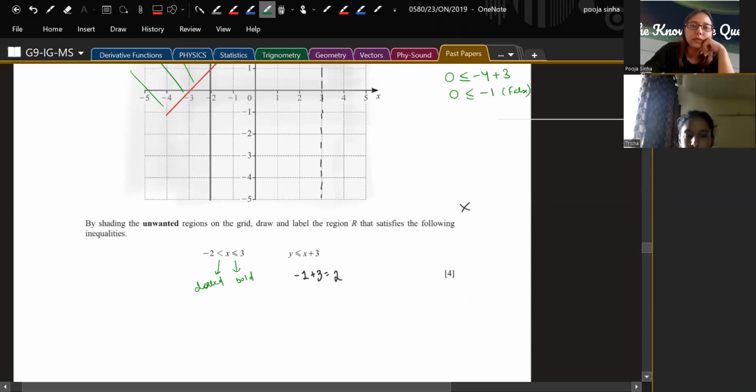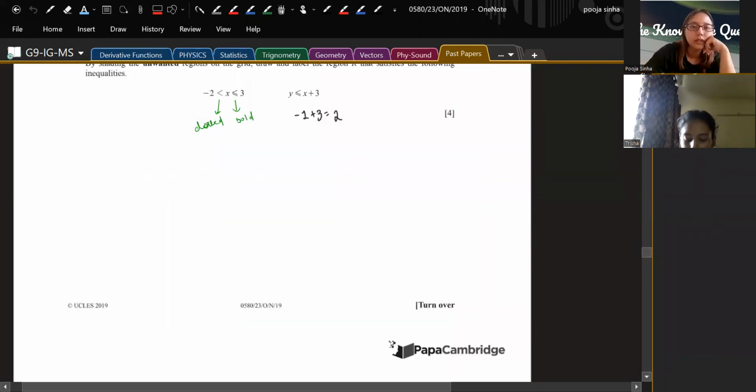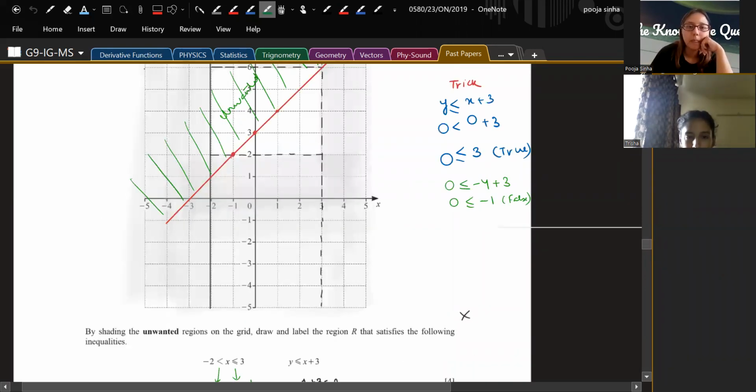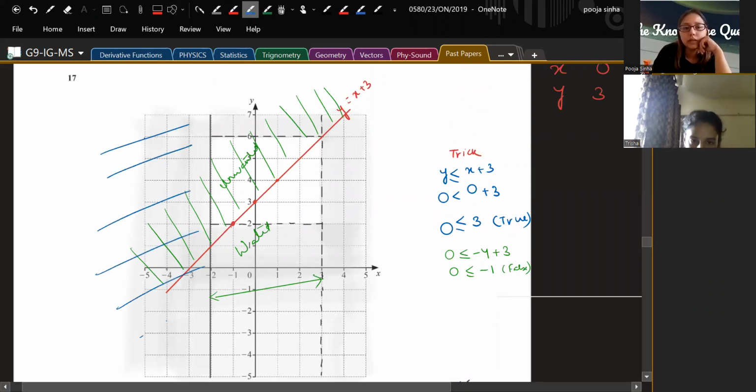Got it? So this part is correct. All right. So which region is your wanted region now? Everything between this is wanted. The lines that you've made. So this becomes wanted in between everything inside this. This whole thing is wanted. Unwanted would be? Unwanted would be outside. So I'll just shade that now. Yeah, this whole thing is unwanted. And this whole thing is unwanted.